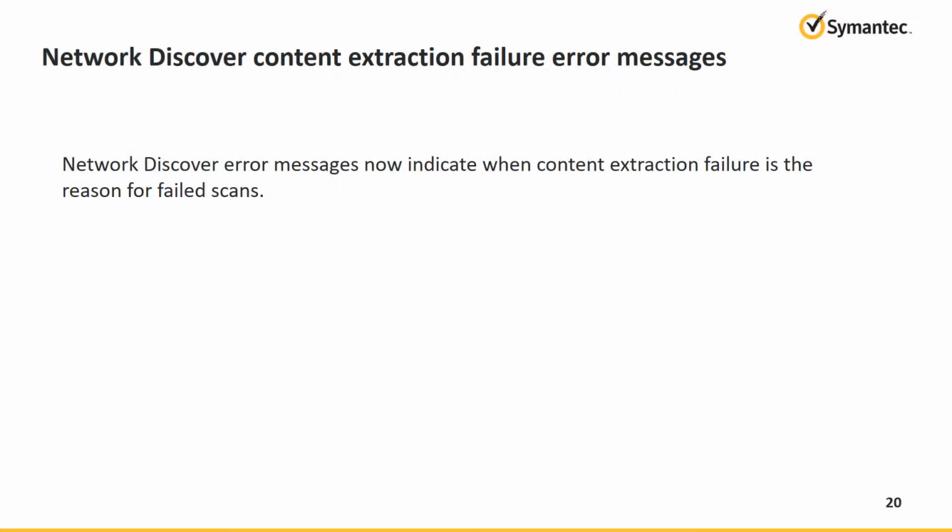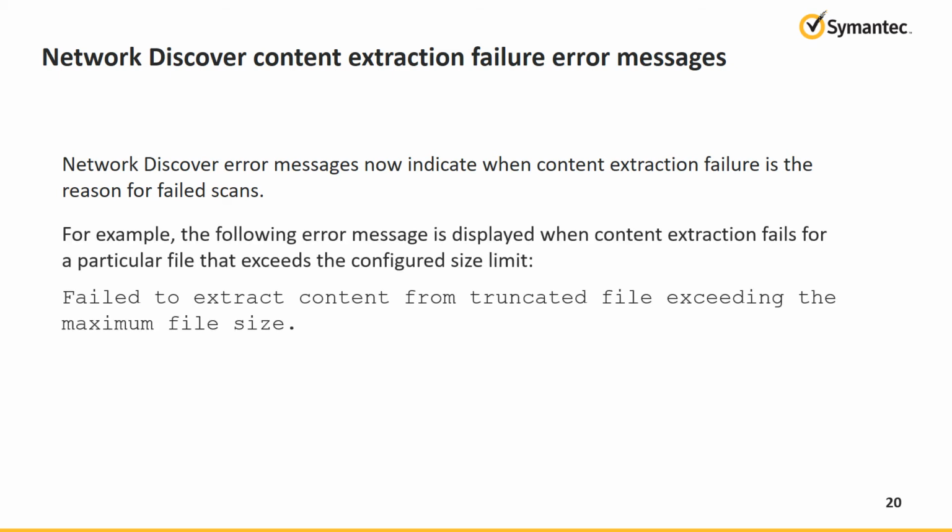Network Discover error messages now indicate when content extraction failure is the reason for failed scans. For example, the error message "failed to extract content from truncated file exceeding the maximum file size" is displayed when content extraction fails for a particular file that exceeds the configured size limit.